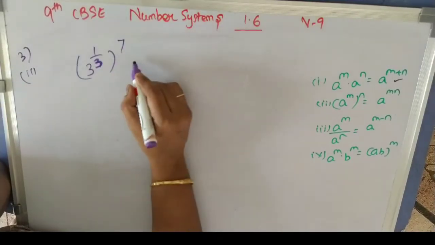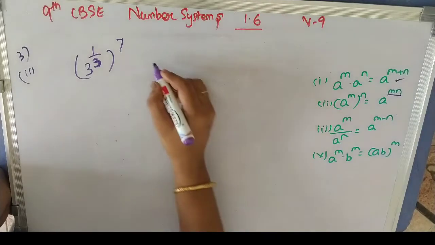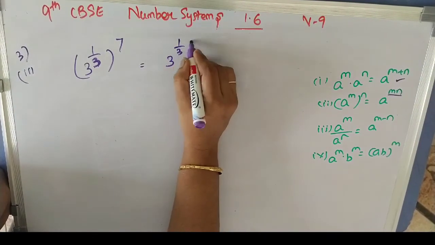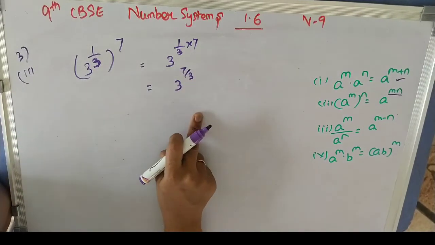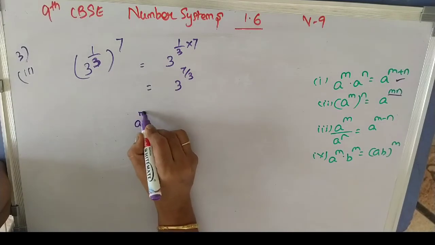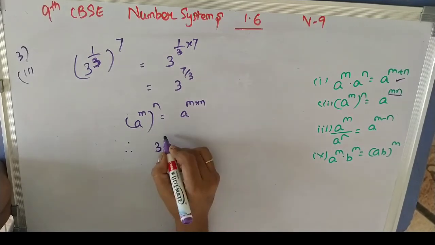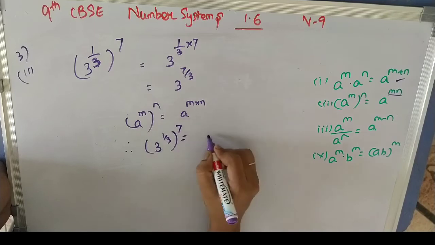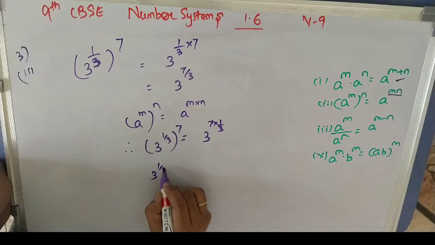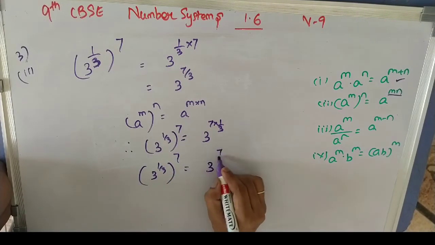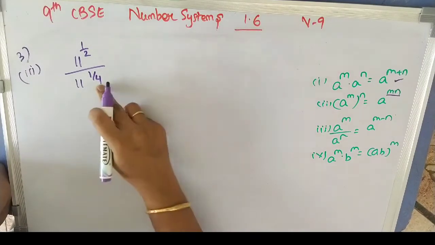We have to simplify 3 power 1 by 3 the whole power 7. This looks like a power m the whole power n, so we are just going to multiply the powers. So 3 power 1 by 3 the whole power 7 is equal to 3 power 7 by 3. Let me explain again. This looks like a power m the whole power n, isn't it? So a power m into n, we are multiplying the powers. So 3 power 1 by 3 the whole power 7 is equal to 3 power 1 by 3 into 7, that is 3 power 7 by 3. Clear? Now we are going for the third problem.